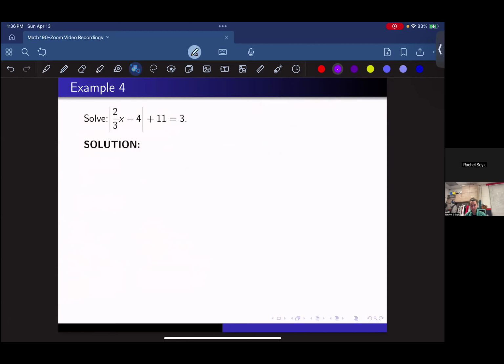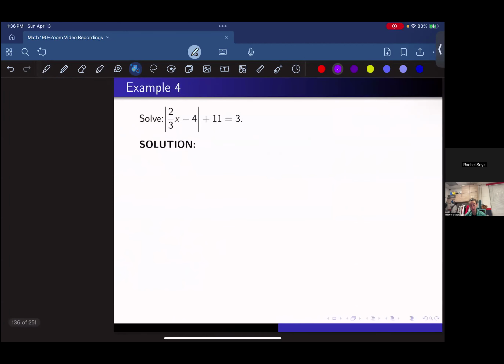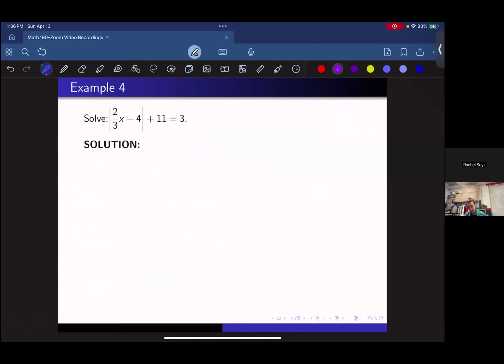Let's jump into another example together. We're now on example 4. So I no longer have the steps off to the side. We should know them at this point. Get the absolute value all alone. So we're looking at absolute value of 2/3 x minus 4 is equal to negative 8. Positive case, we drop the absolute value. 2/3 x is the same as 2x over 3. So this is our positive case.